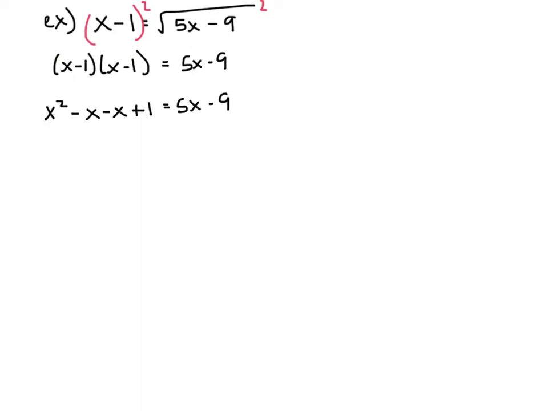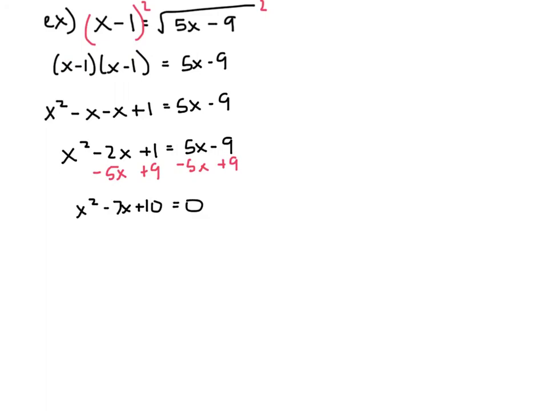So combine like terms, x squared minus 2x plus 1 equals 5x minus 9. We need to subtract 5x from both sides, add 9 to both sides. X squared minus 7x plus 10 equals 0. So what two numbers multiply to 10 and add to negative 7? X minus 5 and x minus 2 are my factors, making my solutions x equals 5 and x equals 2.